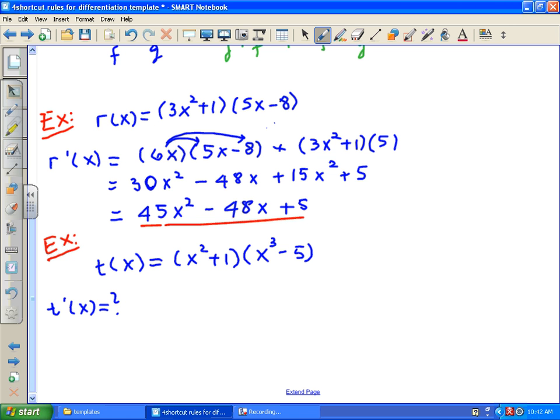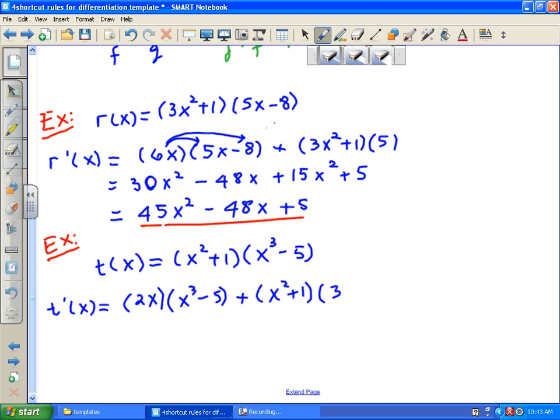So how do we find the derivative of t of x? Again, once you realize it's the product of two functions, both of which contain the variable, go with the product rule. So I'm going to take the derivative of the first. Remember, the derivative of 1 is 0, so that disappears, times the second function, plus, write down the first function as it is, times the derivative of the second, which should be what? 3x squared. Once again, the derivative of 5 is 0, so that disappears.